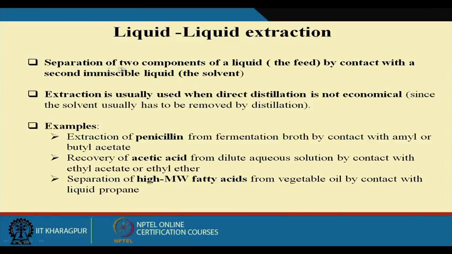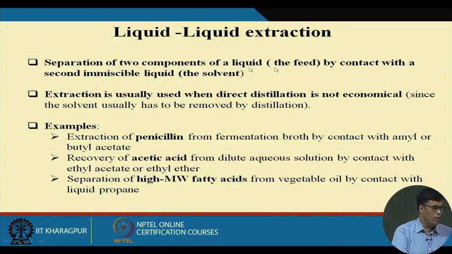Anyhow, now I am going to discuss the liquid-liquid extraction process, which is largely used by the industries. Basically, it is the separation of the two components of a liquid, the feed, by contacting it with a second immiscible liquid, the solvent. The solubility of the solute in one solvent will be more as compared to the other. This is on the basis of partition coefficient. So, extraction is usually used when direct distillation is not economical. The examples are: extraction of penicillin from fermentation broth by contacting with amyl or butyl acetate; recovery of acetic acid from dilute aqueous solution by contact with ethyl acetate or ethyl ether; and separation of high molecular weight fatty acid from vegetable oil by contacting with liquid propane.